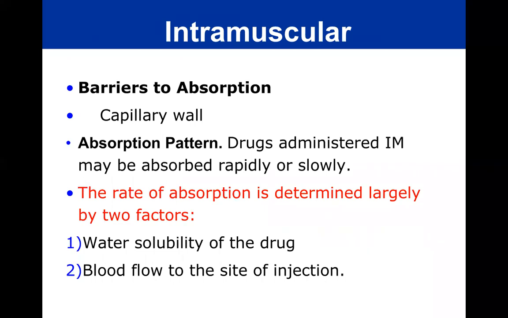Regarding the intramuscular route, if you remember, we talked about the number of barriers. The barrier for absorption in the intramuscular route is a single barrier, which is the capillary wall. And the absorption pattern: drugs administered IM may be absorbed rapidly or slowly. Why? Because the rate of absorption is determined largely by two important factors. First, the water solubility of the drug, and second, the blood flow to the site of injection. As the blood flow increases, the rate of absorption is increased.